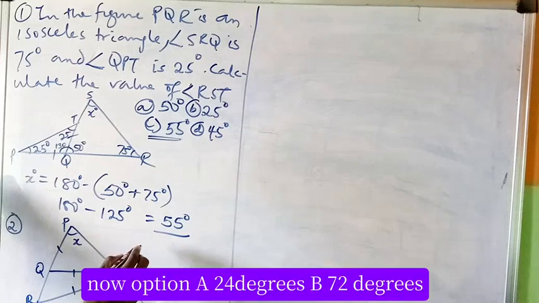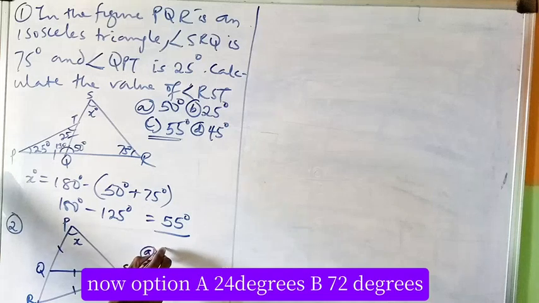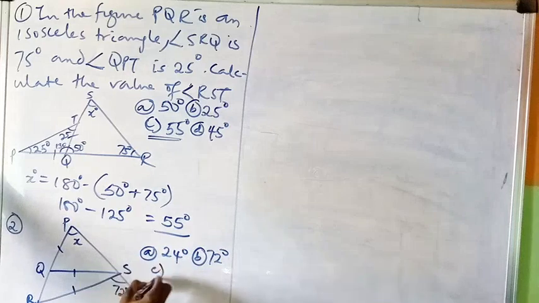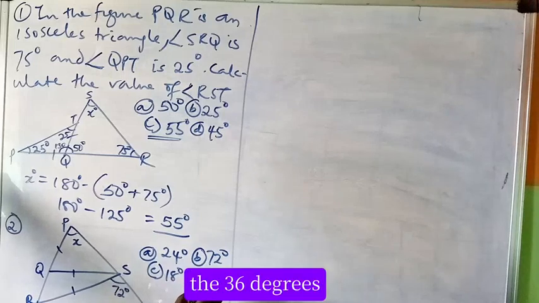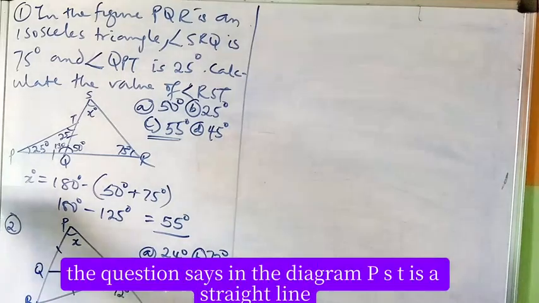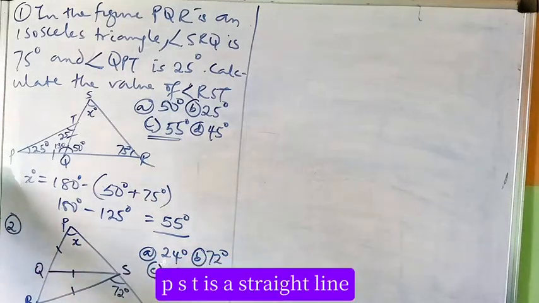Now, option A, 24 degrees, B, 72 degrees, C, 18 degrees, D, 36 degrees. The question says, in the diagram, PST is a straight line.